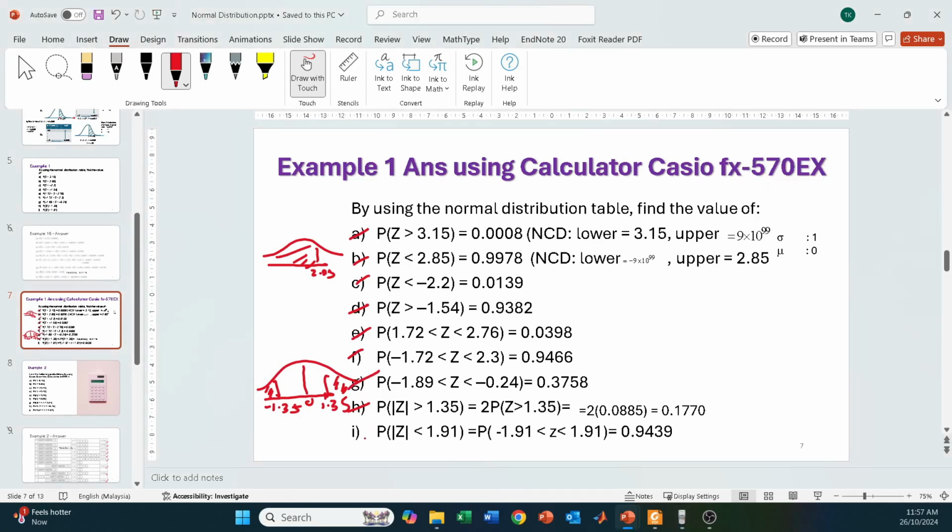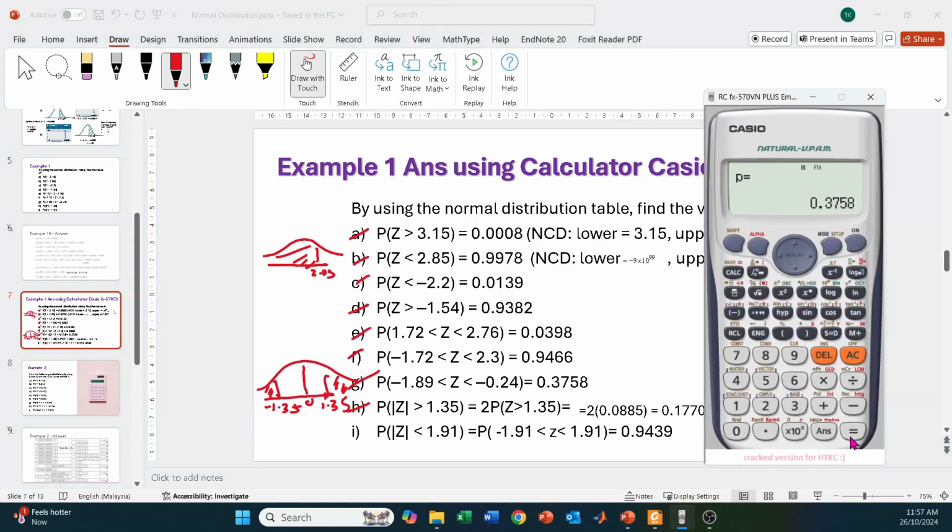Done. Okay, I. Probability of magnitude Z less than 1.91. It means the interval: if greater, it is the left side and right side; if less than 1.91, it means in between negative 1.91 up to 1.91. Then lower is negative 1.91, upper is 1.91. Sigma 1, mu 0, 0.9439.